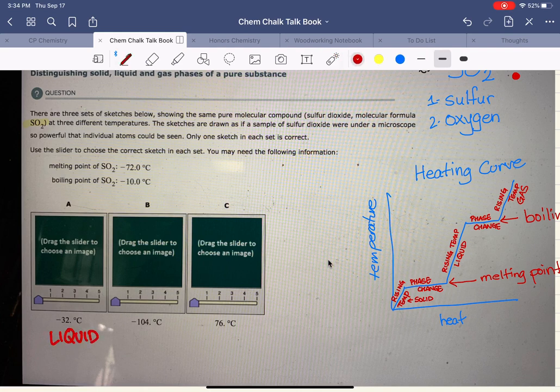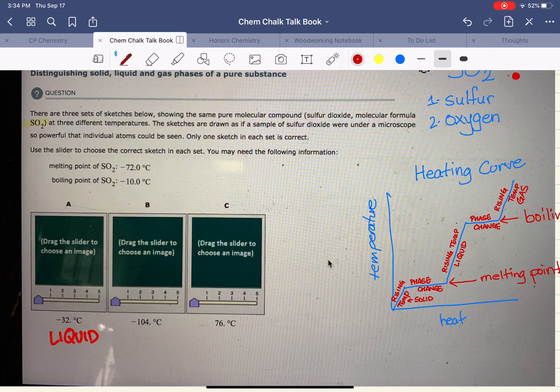And I'm going to look for a model that reminds me of a liquid and how the particles would look if we could see them. Okay, all right, I'll get to what the models look like. Let's do the next one.